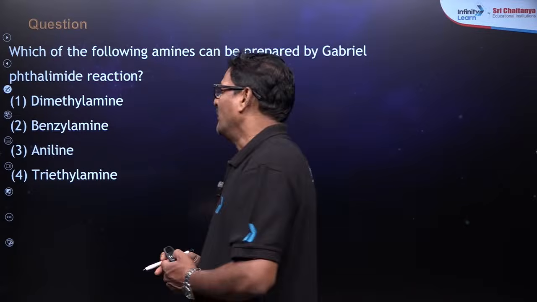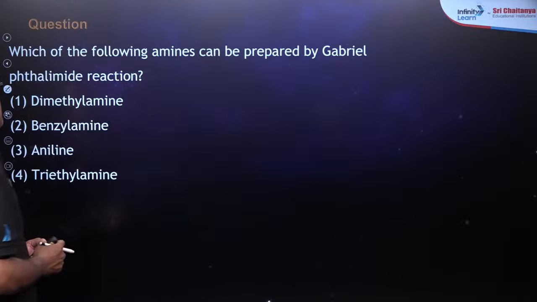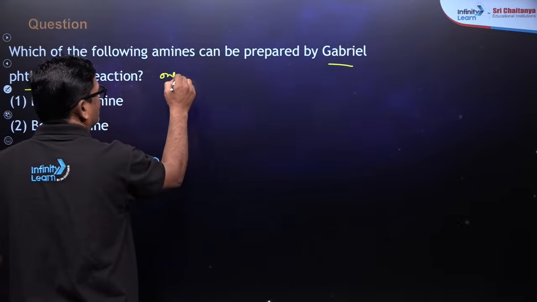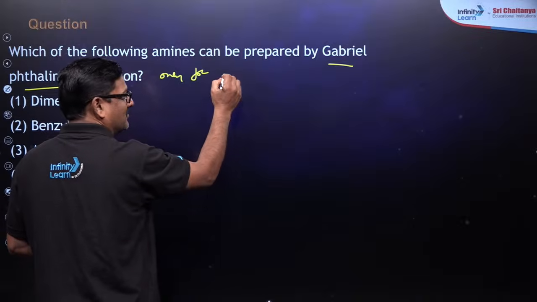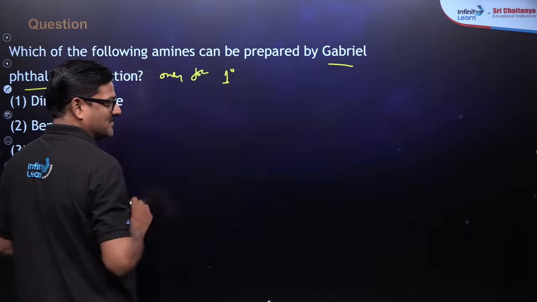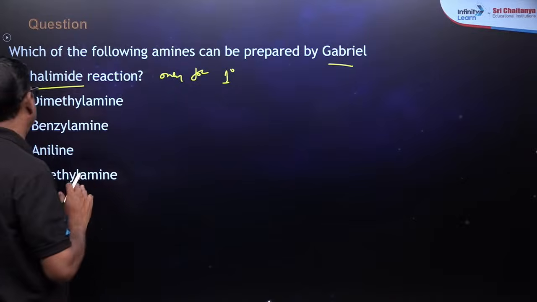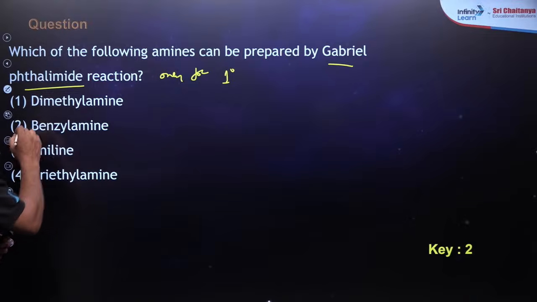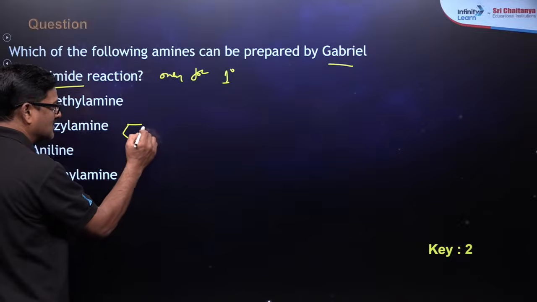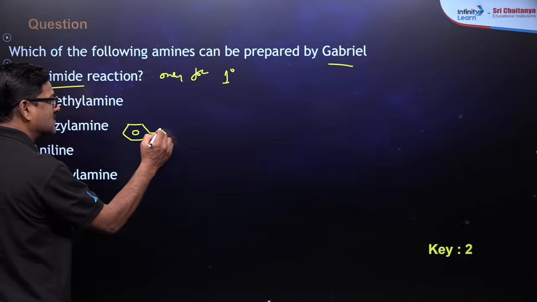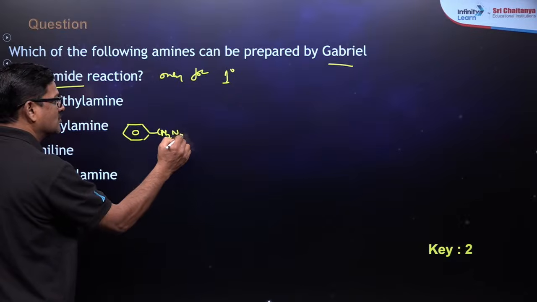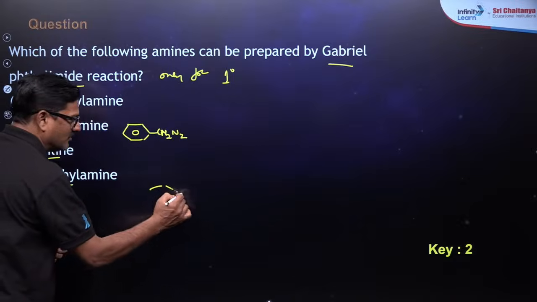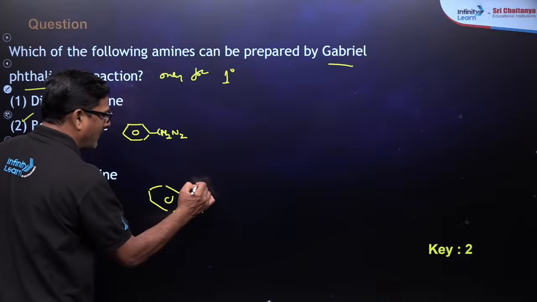Which of the following amines can be prepared by Gabriel phthalimide synthesis? What is Gabriel phthalimide synthesis? It is only applicable for primary aliphatic amines, and aromatic amines cannot be prepared. The options are dimethylamine, benzylamine, aniline, trimethylamine. I want to say it is benzylamine. So this is your benzylamine, a primary amine, C6H5CH2NH2. Aniline is an aromatic amine, and trimethylamine is tertiary, so they will not participate.